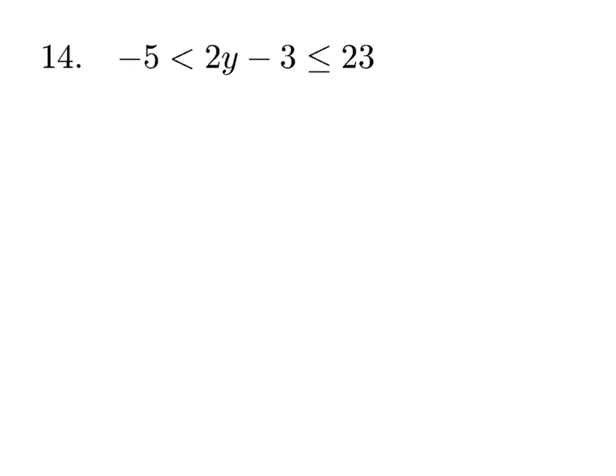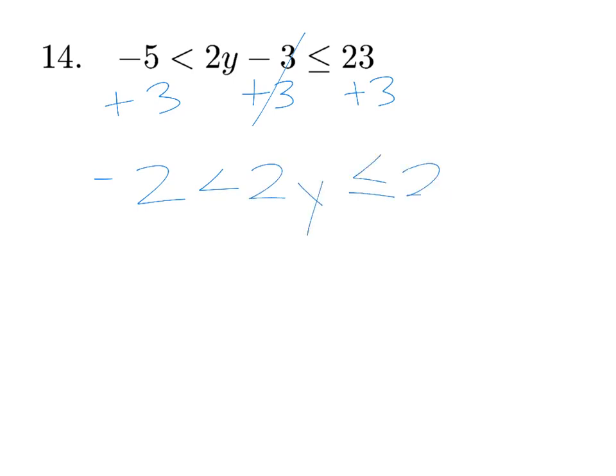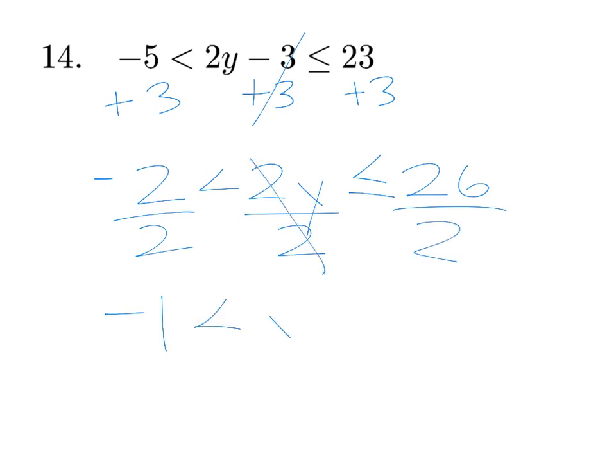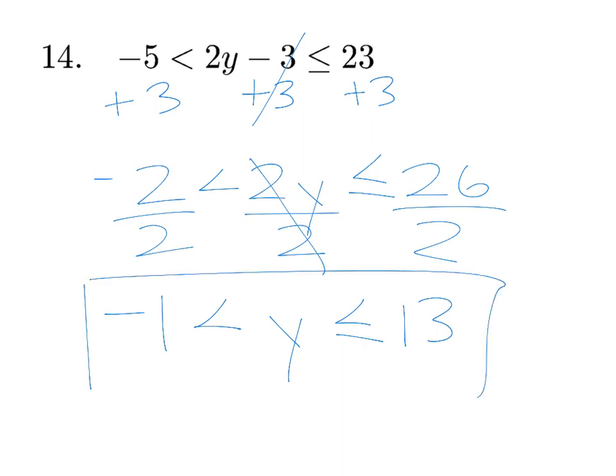For 14, I have a compound inequality here. So whatever I do to the left side, I also have to do to the right side. If I'm going to add 3 here, I have to add it to every component, left, middle, and right. So I have negative 2 is less than 2y, which is less than or equal to 26. Then I divide by 2. So I have negative 1 is less than y, which is less than or equal to 13. And that's all I could do. I'm done.